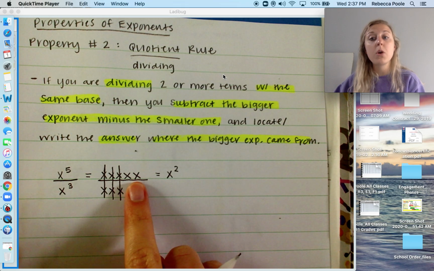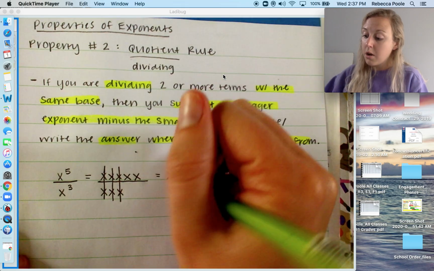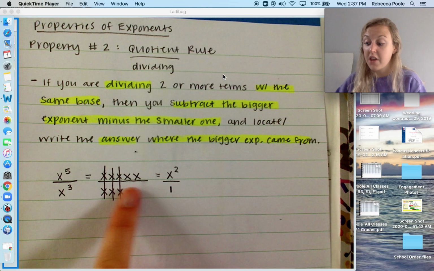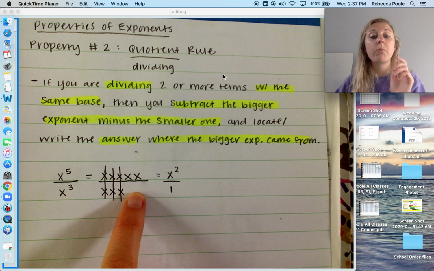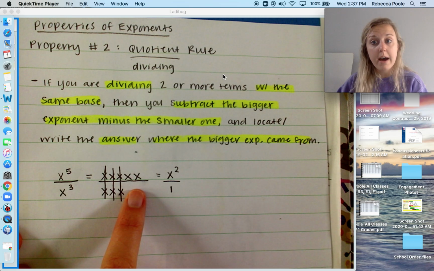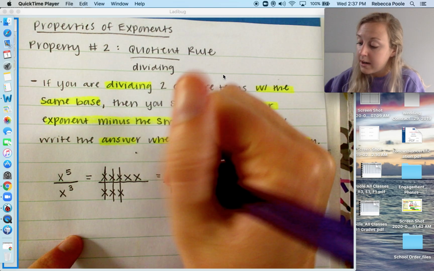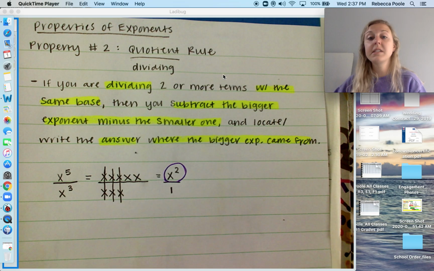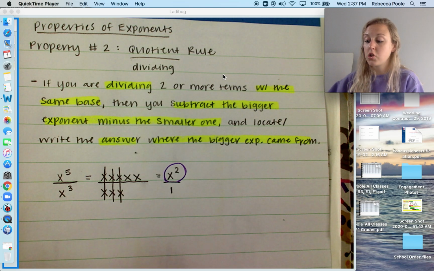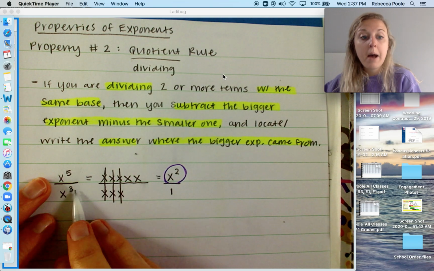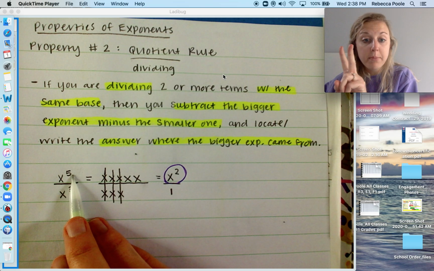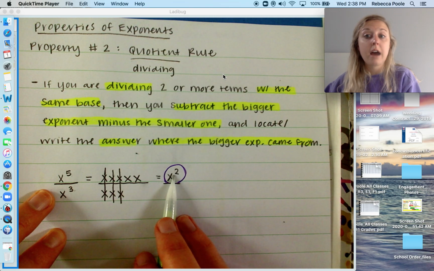And for this one, they're both in the numerator, right? So underneath the x squared is an understood 1. Do you have to write that? Because there's nothing down here. So remember, it's like an understood 1. Remember when we did rate of change or slope? Do you have to write the 1? No. So this is my final answer right here, just x squared. Okay? So this is why you put it where the bigger one came from. We just did the long way, so here's the short way. We just did 5 minus 3, which is 2, but the bigger one was in the top, so that means x squared is going to be in the top, okay?